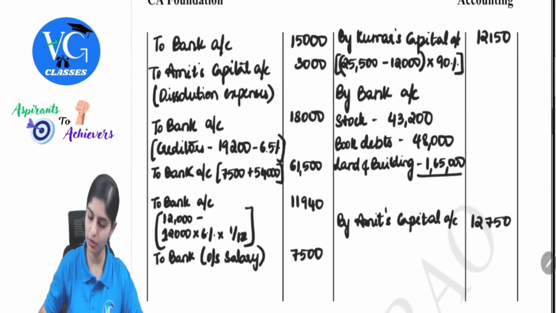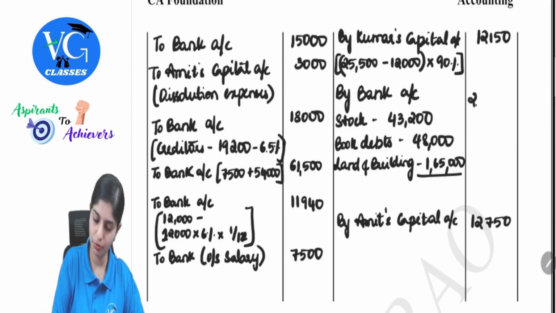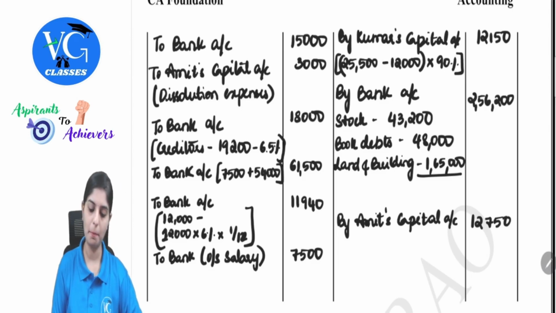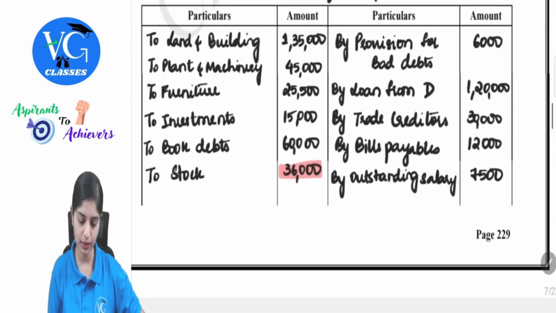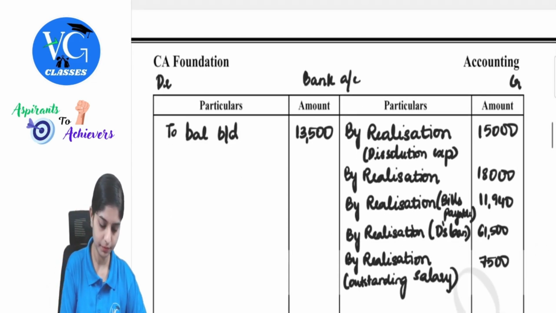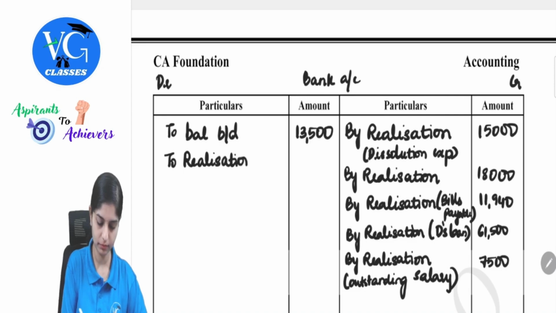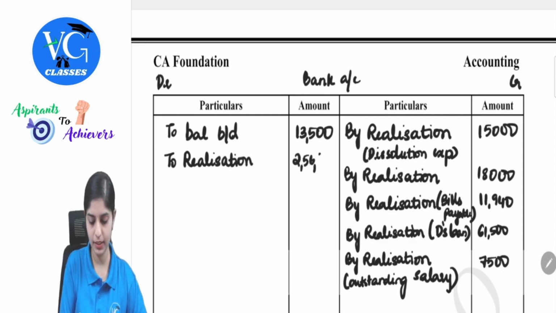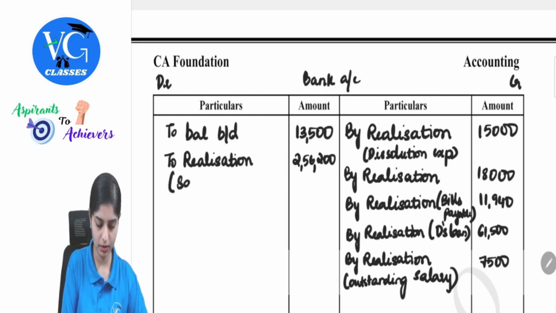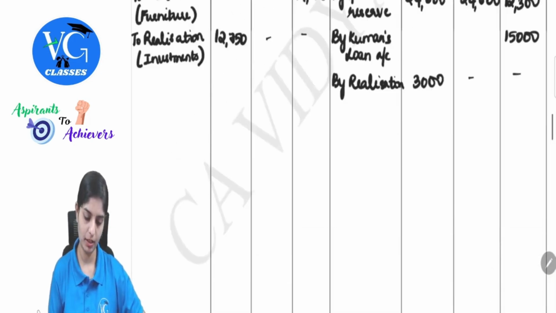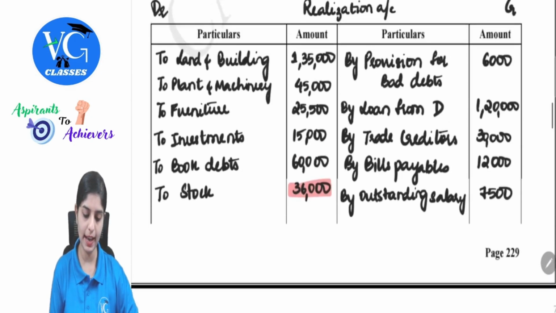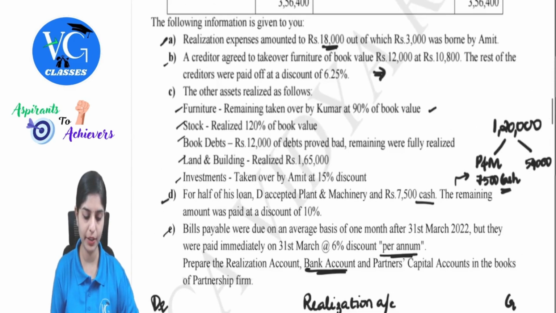So we will just take the total here. 43,200 plus 48,000 plus 1,65,000. This will be 2,56,200. By bank, to realization 2,56,200. This is sale of assets. So we have considered all the entries which have to impact realization account.